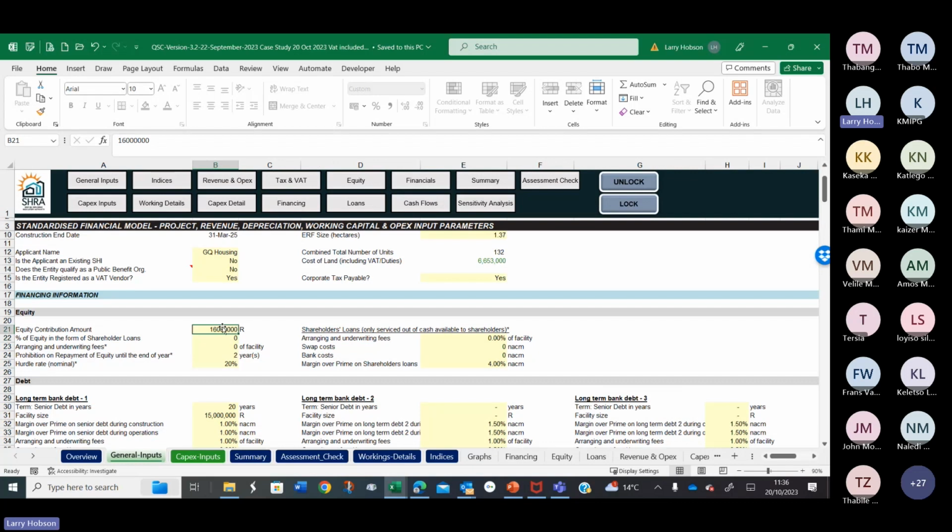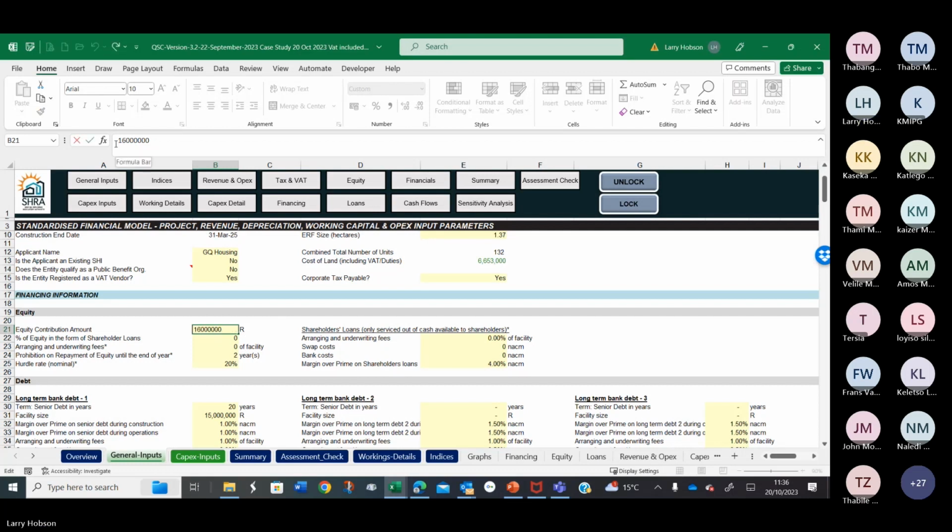Are we saying, is the applicant an existing SHI? Well, we're not an existing SHI, we're a new SHI. So we don't have to answer that question differently. The only difference between the ODA and SHI is going to be the equity.